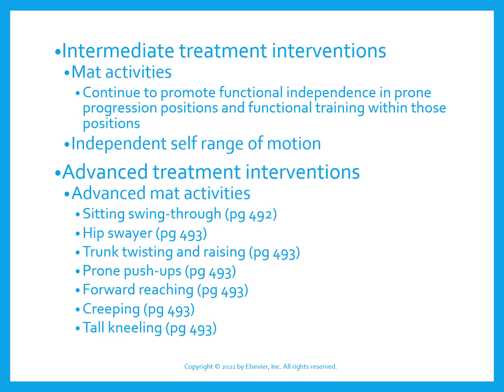Advanced treatment interventions are going to include our advanced mat activities, and these are primarily aimed at increasing the patient's functional independence and promoting their carryover to their functional needs. So you can look at these on the pages listed here. We've got the sitting swing through on page 492, your hip sway, the trunk twisting and raising, the prone push-ups, forward reaching, creeping, and tall kneeling as intervention ideas. I want you to review these advanced activities in your textbook and then be prepared to demonstrate them for your classmates by random selection. So you should be familiar with all of them so that you can demonstrate any of them.